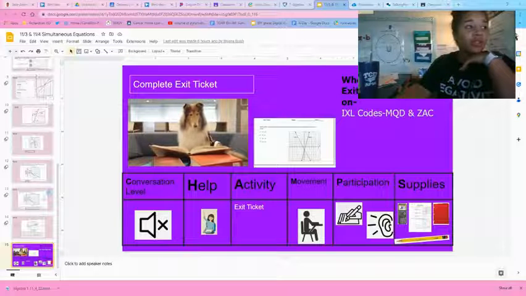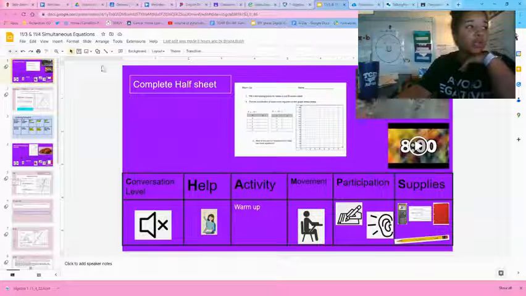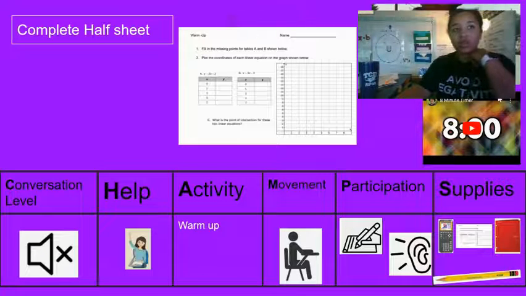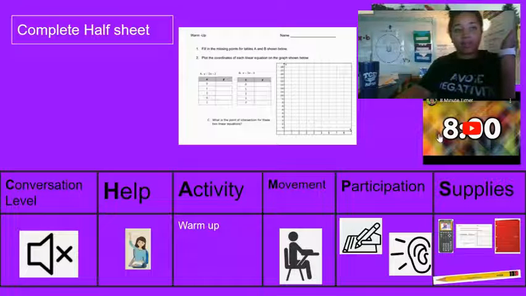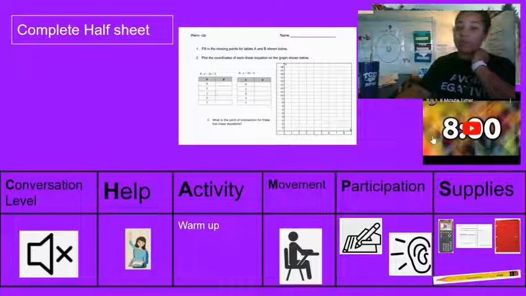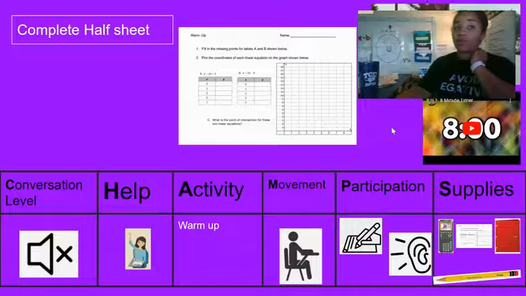Hi guys, I'm not here today, so we're going to go over what we're doing today. The sub will have everything down. You're first going to start with this warm up, which should take 8 minutes. Pause this, take 8 minutes, and complete the warm up. Once you're done, we'll go over it. If we pause it and go over it, be mindful of your own stuff.